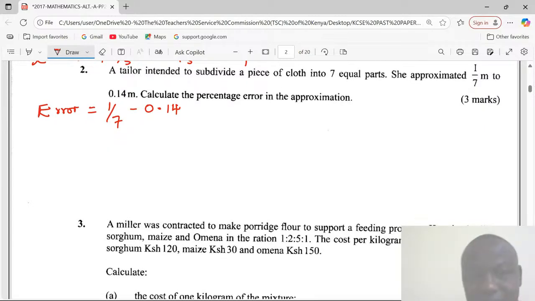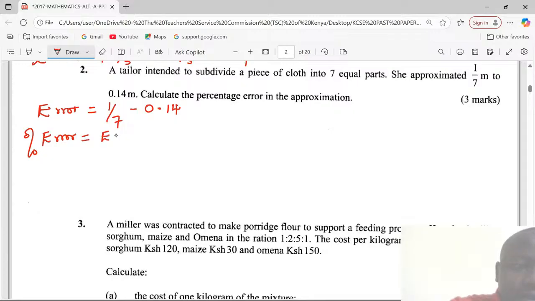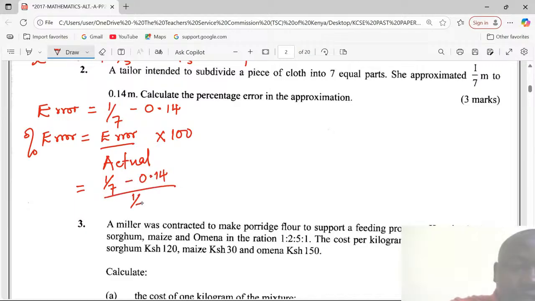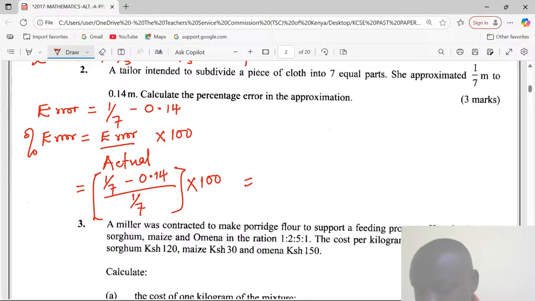Then there is something else that we call percentage error. Percentage error is usually given by the error divided by the actual value, then we multiply by 100. Actually, I can apply it at this point such that, to increase my accuracy, I divide by the actual value at that point. Then everything should be multiplied by 100. So through this, I'll go direct to the answer.